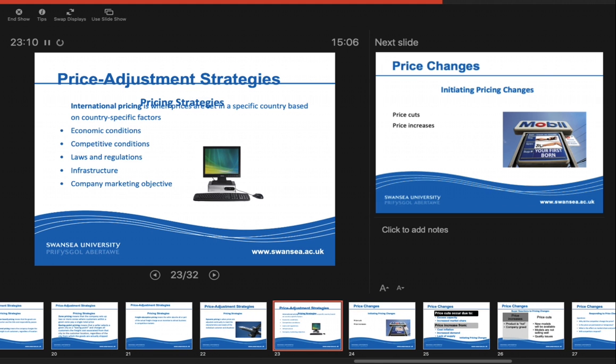International pricing: specific country-based pricing, and that's dependent on a number of elements. So economic conditions, how much local competition there is within a market, what laws and regulations there are about doing this sort of thing, trade and tariffs, etc. The infrastructure within that country, and also the marketing objectives of that company. Are they trying to break into a new market? Is this why they are doing a promotional pricing strategy to deliver that?